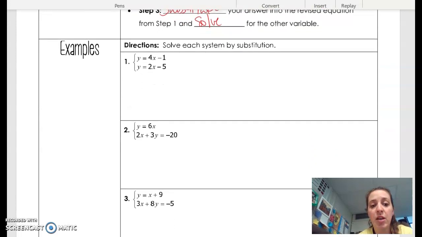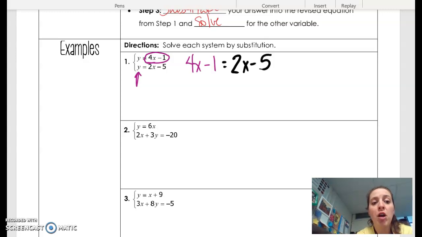Let's look at this first example. So our first step was to solve one of my equations, and it doesn't matter which one we pick first, but solve an equation for one of my variables. So I see that this first equation is already solved for y. Now I know that the second step is I go ahead and I substitute that in my second equation wherever I see a y. So I end up with 4x minus 1, and then I substituted into my second equation, which was 2x minus 5. So from here, I see that I just have a couple of linear expressions, and I want to get all of my x values to one side.